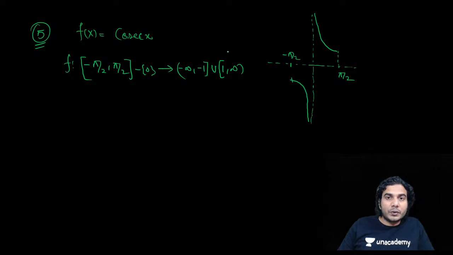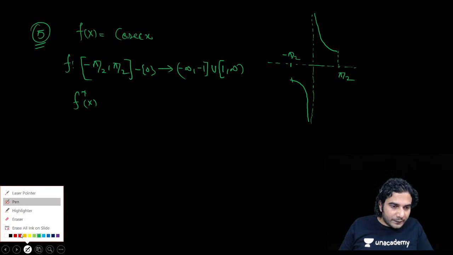So the intervals we have chosen so far, in those intervals all the trigonometric functions were giving us their complete range. This is the complete range of cosec, okay? Now, when we have defined f in this interval, then you can see f inverse of x we will define as, now first let's define f.